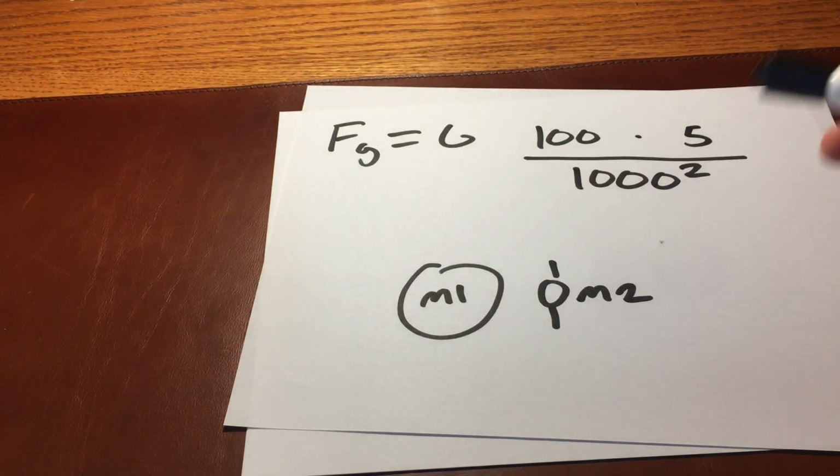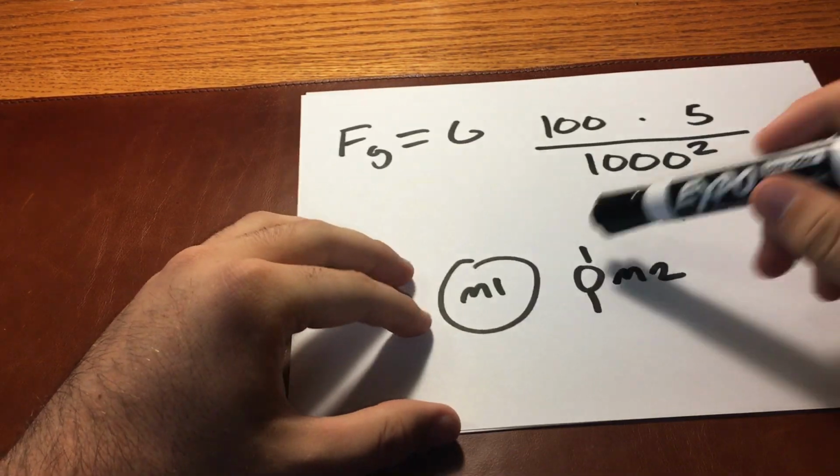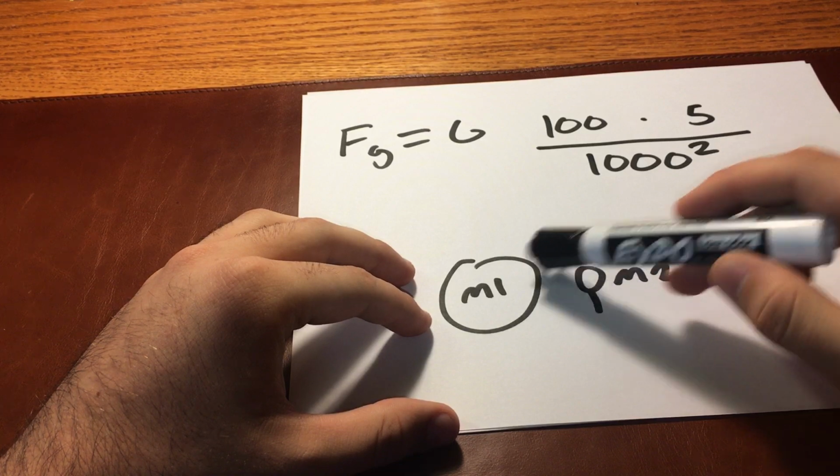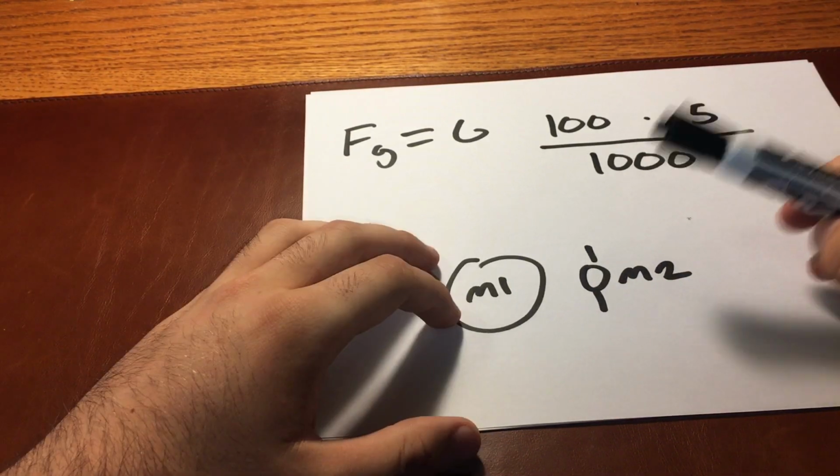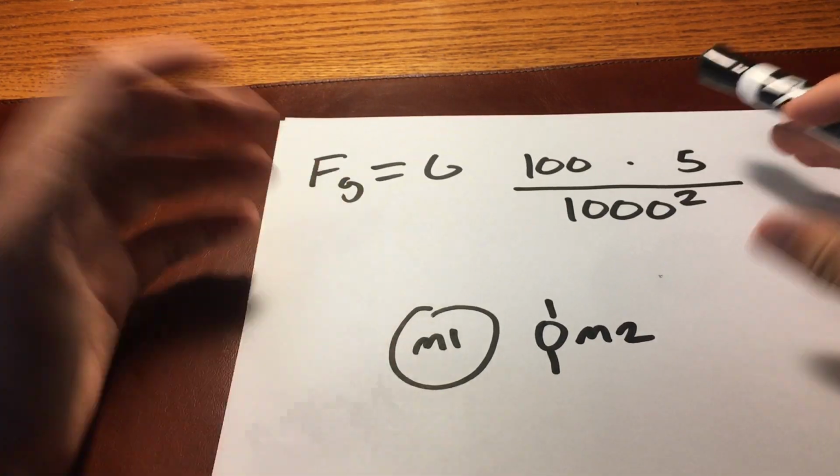So this equation can be used for, and is used for, things such as calculating the force of gravity between objects, like a satellite and a planet, and it can be used for many other things.